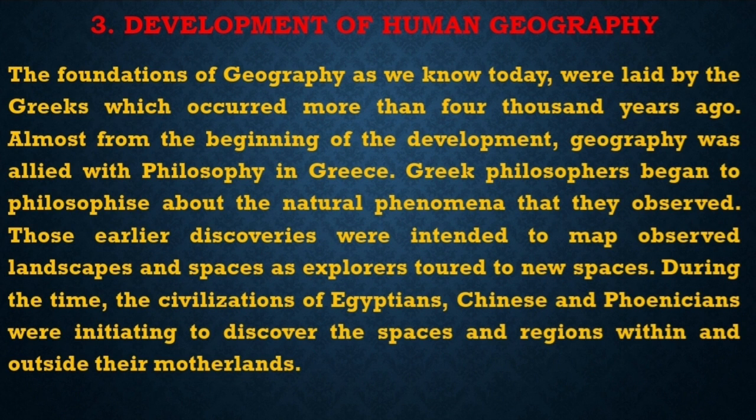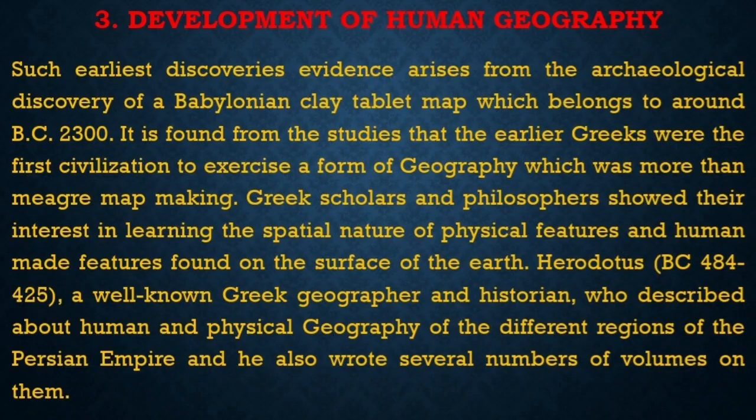During the time, the civilizations of Egyptians, Chinese, and Phoenicians were beginning to discover the spaces and regions within and outside their motherlands. Such earliest discoveries are evidenced by the archaeological discovery of a Babylonian clay tablet map belonging to around 2300 BC. It is found from the studies that the earlier Greeks were the first civilization to practice a form of geography which was more than mere map making.